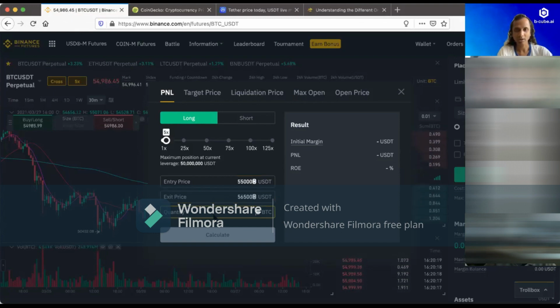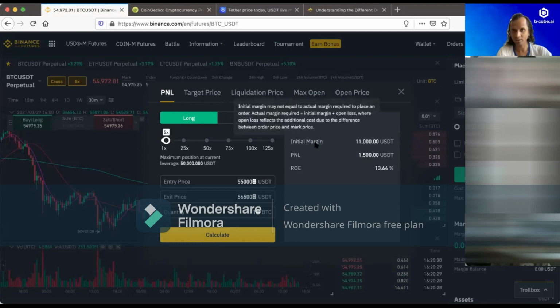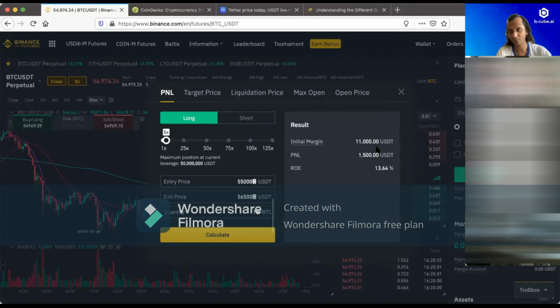So I'm moving my cursor on the price right now, 55,000, right? Okay, cool. Let me say my entry price is $55,000 and exit price is 56,500, and the quantity of Bitcoin, let me say 1 Bitcoin. With this, let me calculate. You see, my P&L would be 1,500 USDT, and initial margin would be 11,000 USDT needed. And ROE, return on equity, will be 13%.